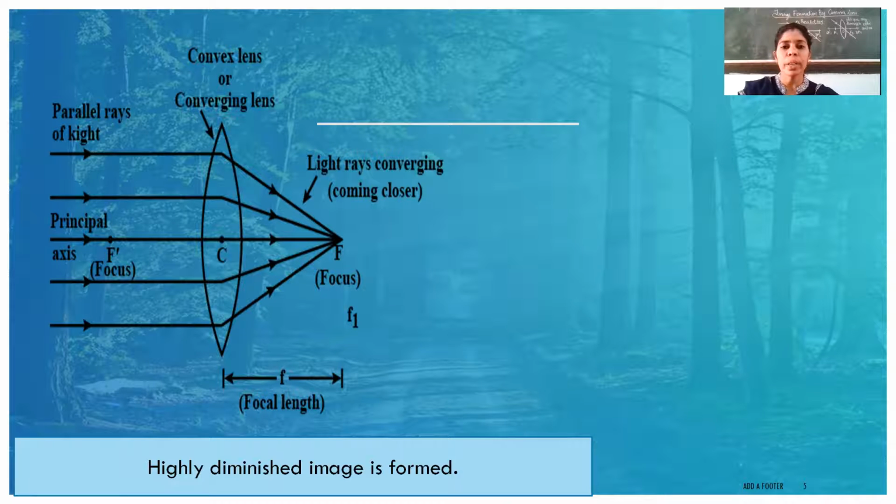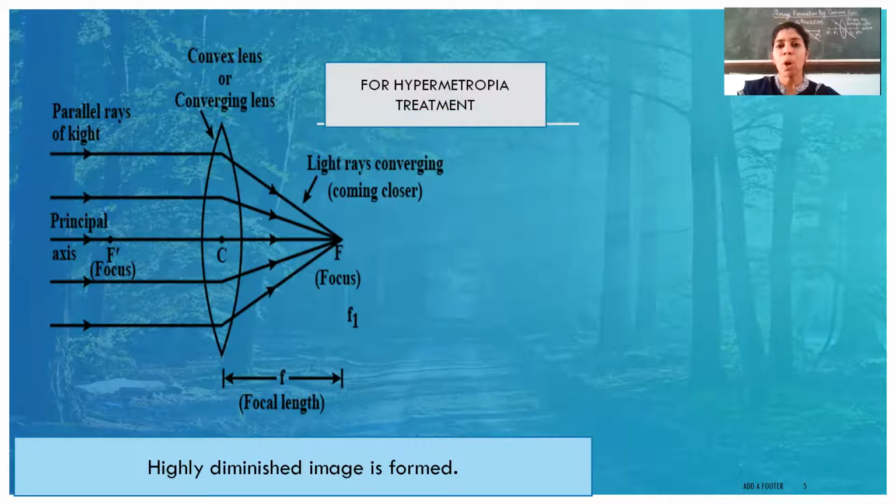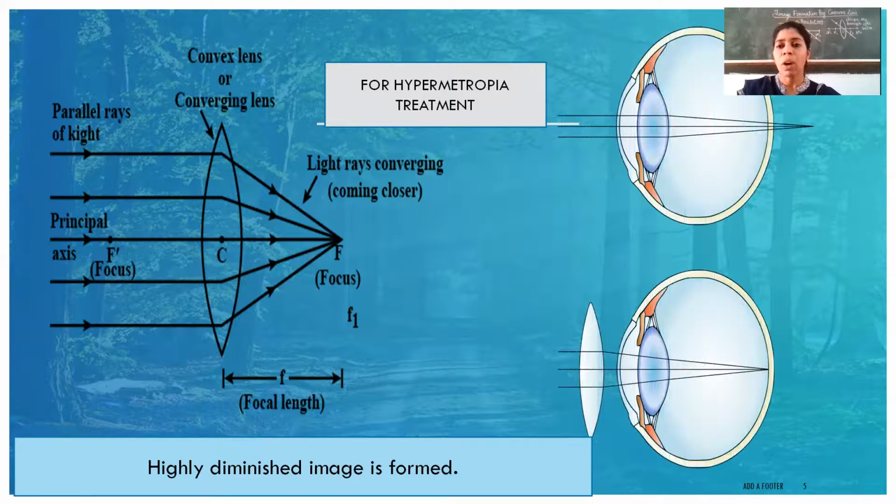Here the figure shows a convex lens on which a parallel beam of light is incident. After refraction, we can see that the refracted rays are converging to a single point, and this point is known as the focus. This is why a convex lens is also known as a converging lens. And we use this property of the convex lens for the treatment of hypermetropia. We know that for a hypermetropic person, the image is formed behind the retina. But when we treat this with a convex lens, the image will be formed at the retina.